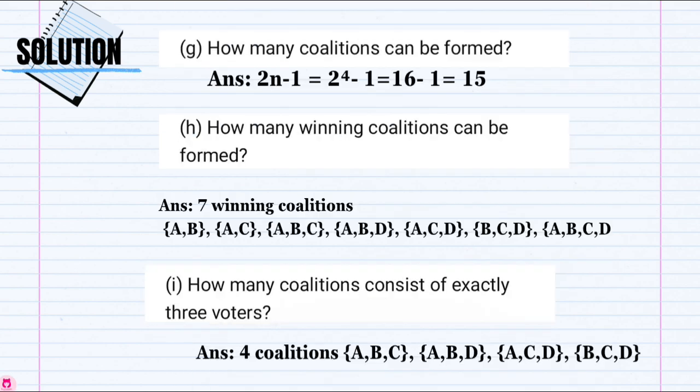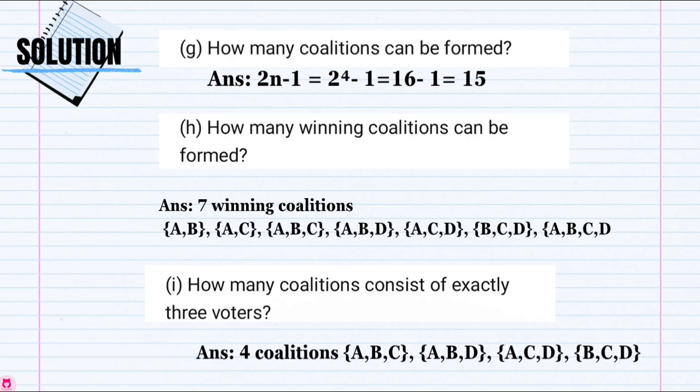How many collations can be formed? The number of collations is 2 to the power of n minus 1. We have 4 voters, that is A, B, C, and D. So let's substitute 2 to the power of 4, that is 16. Then minus 1, 15. So the final answer is 15 possible collations.